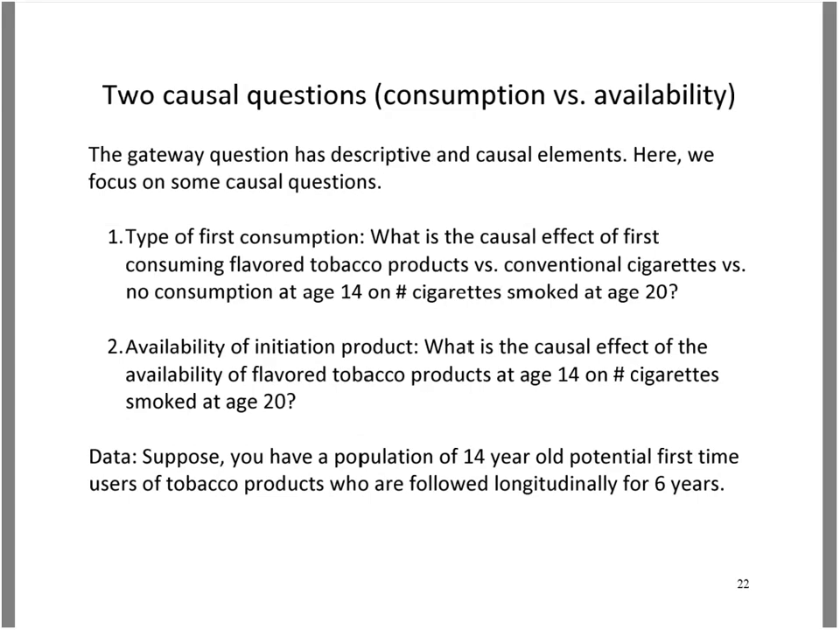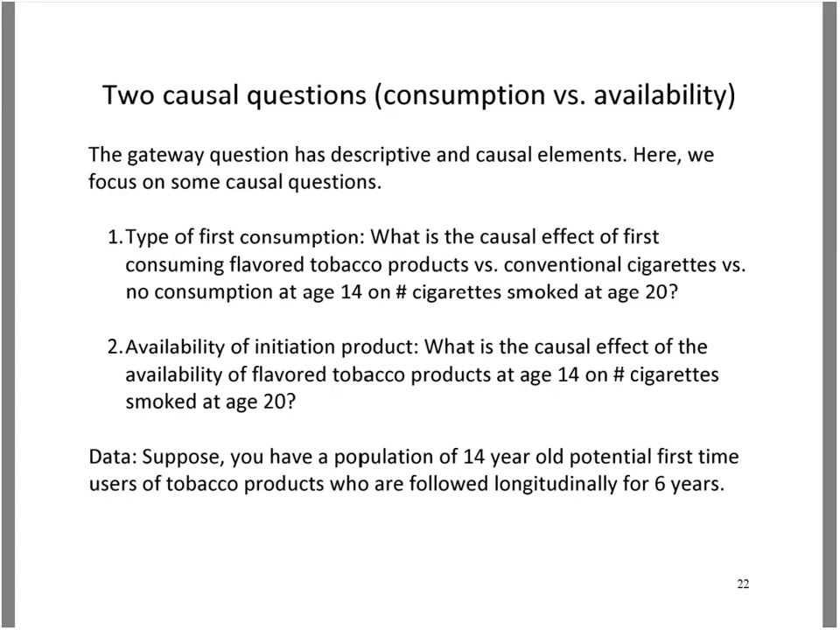So here the treatment takes three values. At age 14, either consume a flavored tobacco product, or consume a conventional cigarette, or do nothing. We want to know the effect of a choice between these three options on the number of cigarettes smoked at age 20. So that's the consumption question.